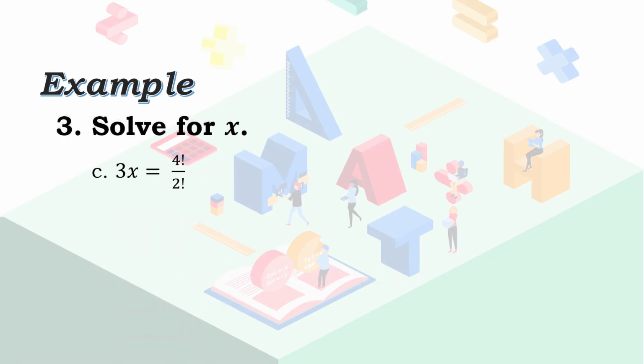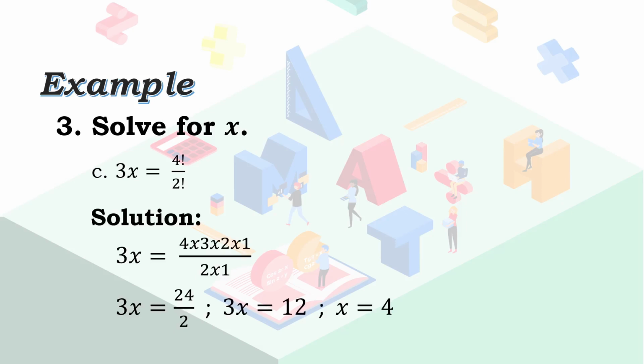For C, to solve for x, we have 3x equals 4 factorial divided by 2 factorial. We will evaluate first 4 factorial, which is 24, and 2 factorial, which is 2. Then we'll have 3x equals 24 divided by 2. And 24 divided by 2 is 12. So I have 3x equals 12. Now by MPE, or multiplication property of equality, our x is equal to 4. So our answer is 4.